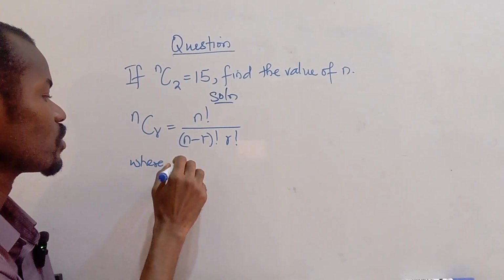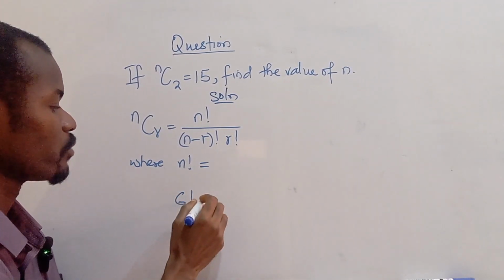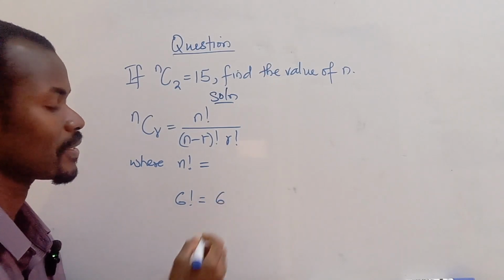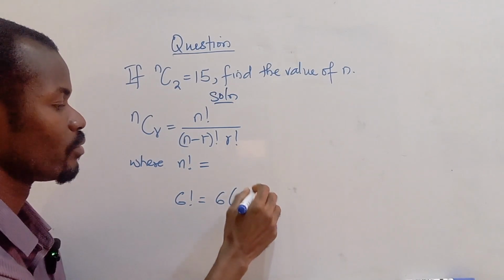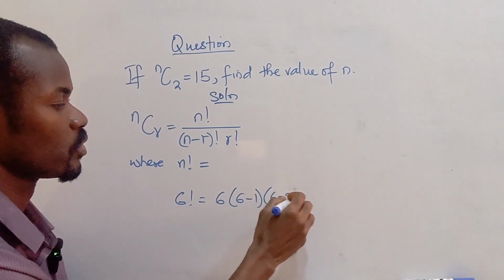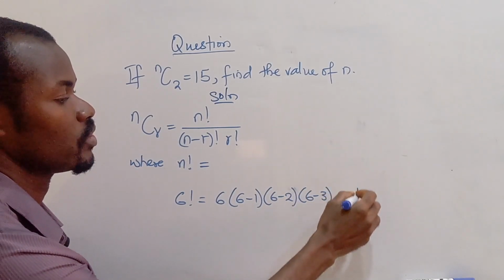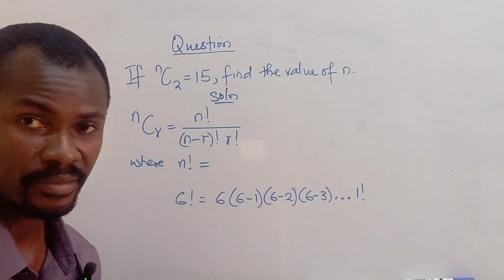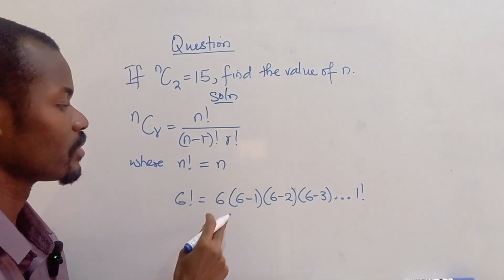Now, what does n factorial mean? For instance, if I have 6 factorial, we know 6 factorial means 6 multiplied by 6 minus 1, which is 5, multiplied by 6 minus 2, multiplied by 6 minus 3, and that goes on until 1 factorial. So if I say n factorial, it means we are going to start with n first.